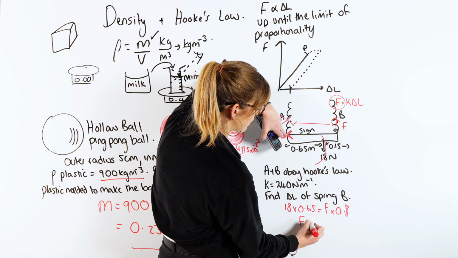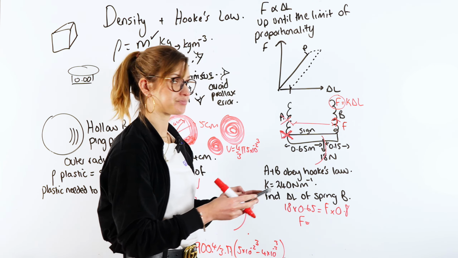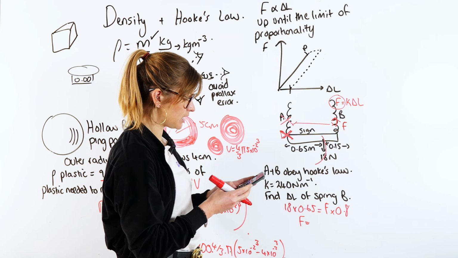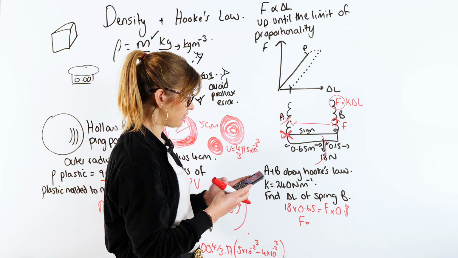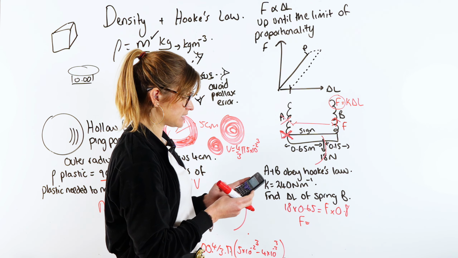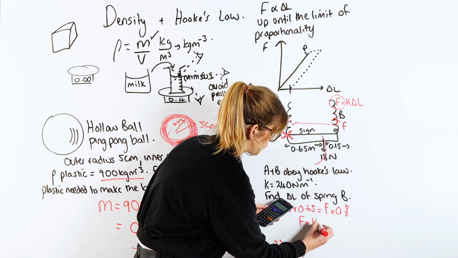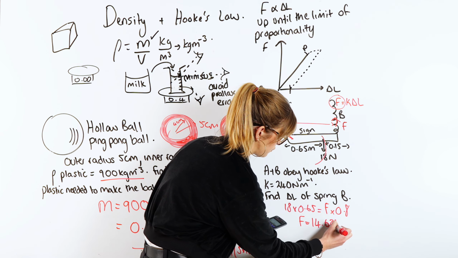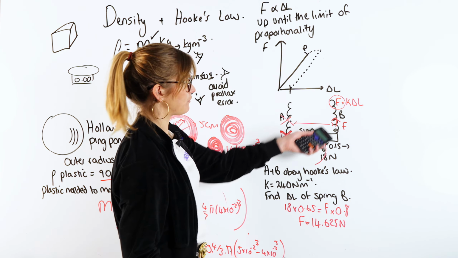So now I can calculate what that force is at B. I'm going to do 18 multiplied by 0.65, and then we're going to divide that number by 0.8 to figure out what that force is. And get a force there of 14.625 newtons. So I found what my force is.